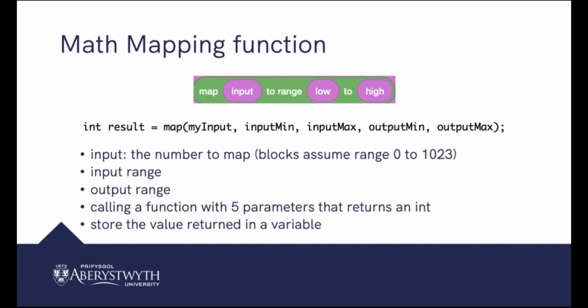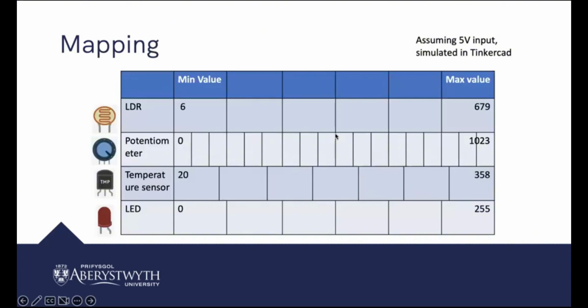Now, when we're using it in text-based programming, it actually gives us a bit more flexibility and control over the mapping that we're doing. So we've got our map, the name of the function that we're calling. It takes the input that we want to convert from one range to another. And we can tell it a little bit about the input range as well this time. So we can actually specify what the minimum value for the input is and what the maximum value for that input is. So if we want to convert it between the LDR, we'd have a minimum input value of 6 and a maximum input value of 679.